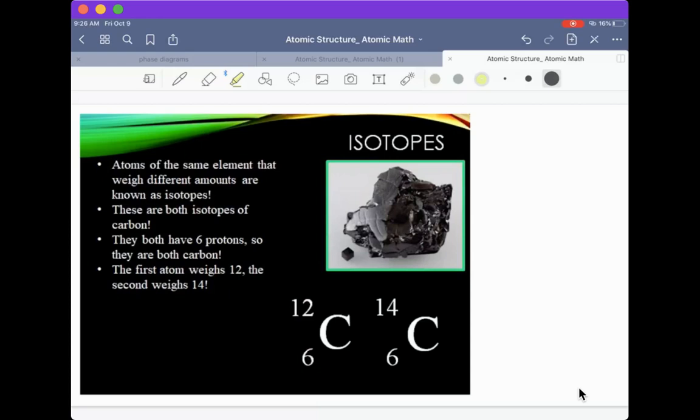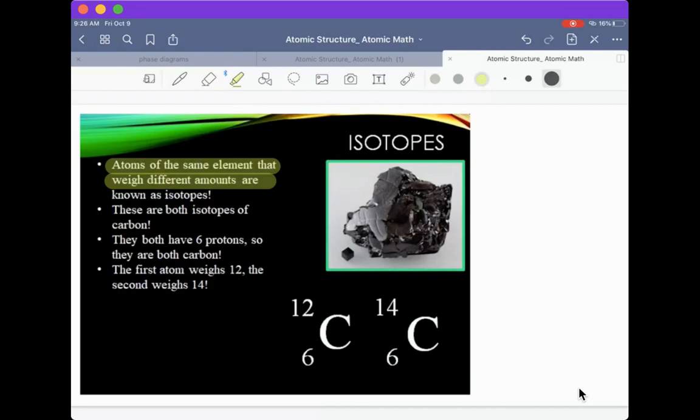Okay, so let's get into what an isotope is. So I mentioned that word isotope. The definition of an isotope: they are atoms of the same element that weigh different amounts, and we call them isotopes. We looked at an example of two isotopes, the isotopes of carbon-12 and carbon-14.